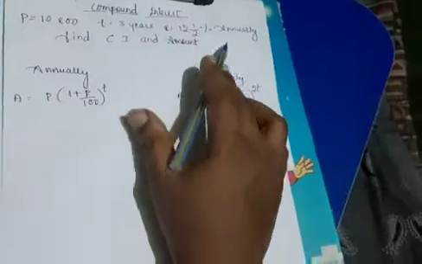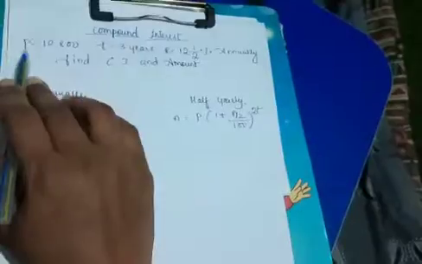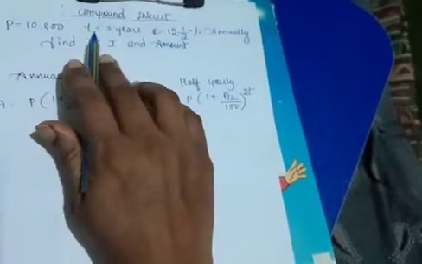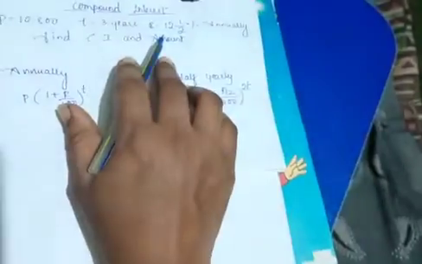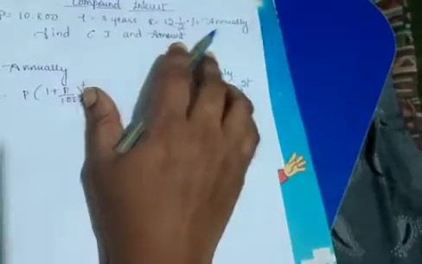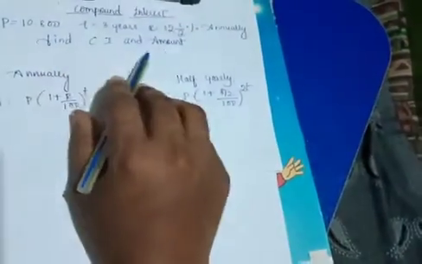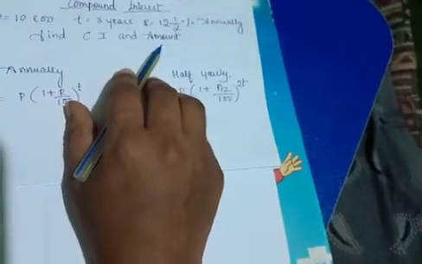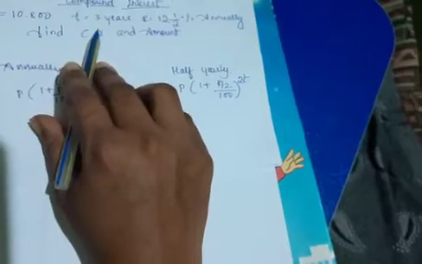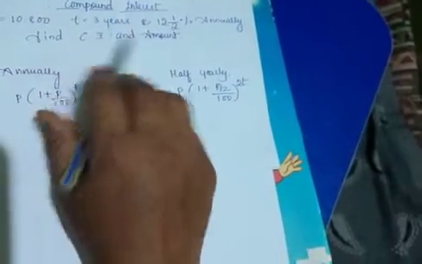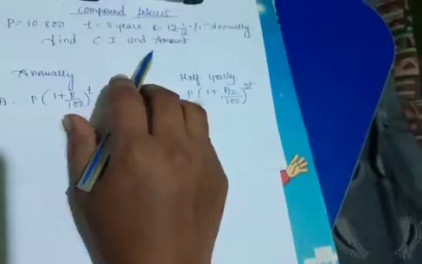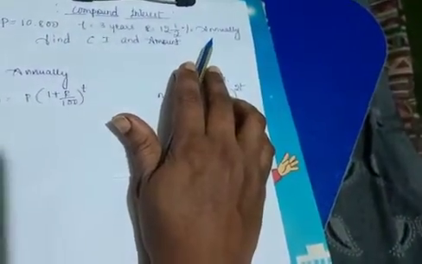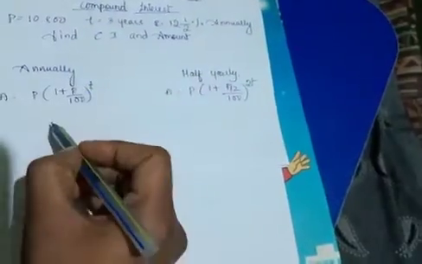In the question it is given that P, the principal amount, is 10,800, the time taken is 3 years and the rate of interest is 12 1/2% annually. Find the compound interest and the amount. So after 3 years, how much amount we have to pay and how much interest we have paid for 3 years, for both we have to find out. They ask us to find compound interest annually, so I will apply this formula.